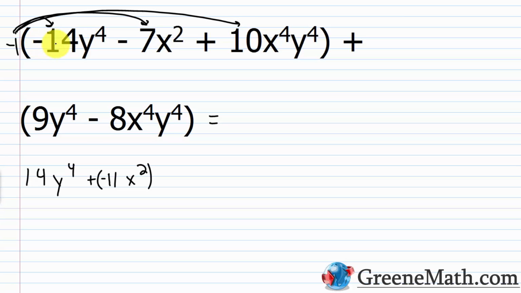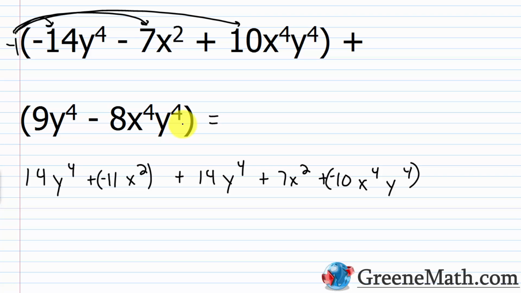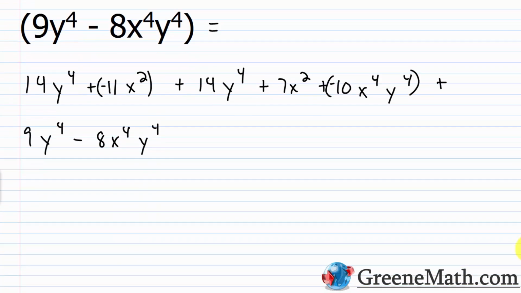So I'm going to change the sign of -14y to the 4th power. It's plus 14y to the 4th power. Change the sign of -7x squared. It's plus 7x squared. Change the sign of 10x to the 4th power y to the 4th power. It's negative, or you could say minus 10x to the 4th power y to the 4th power. Again, you could write minus, or you could put plus negative. It does not matter. Now we have plus this one, so I can just drop the parentheses. So 9y to the 4th power minus 8x to the 4th power y to the 4th power. Scroll down and get some room going.